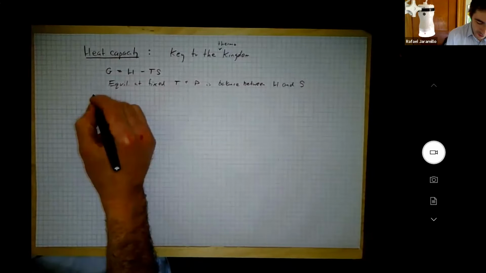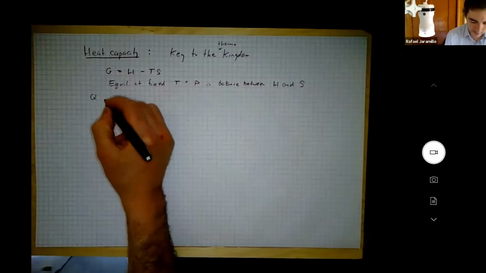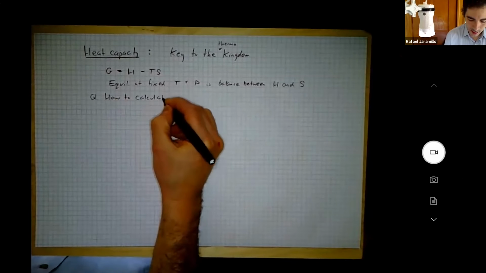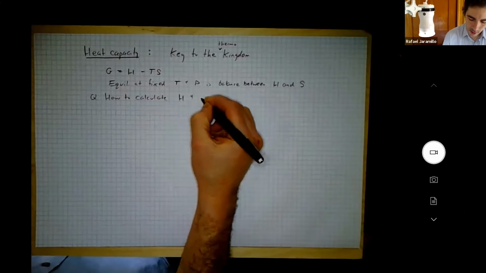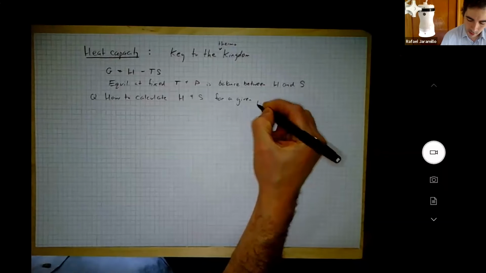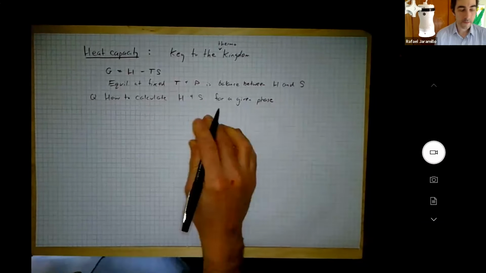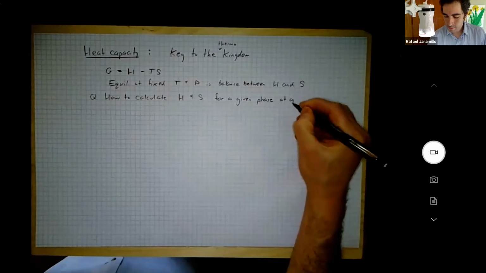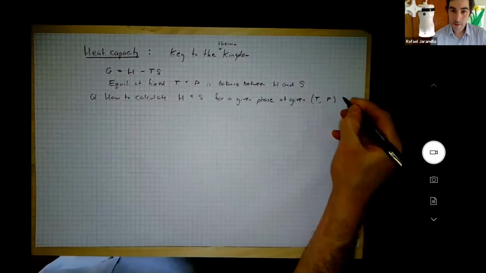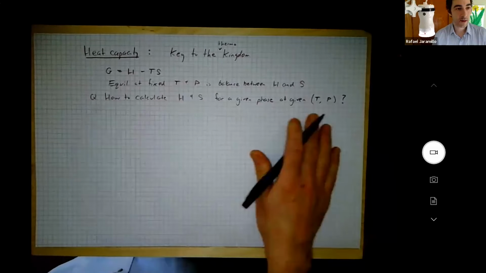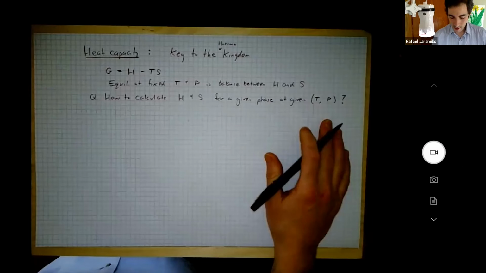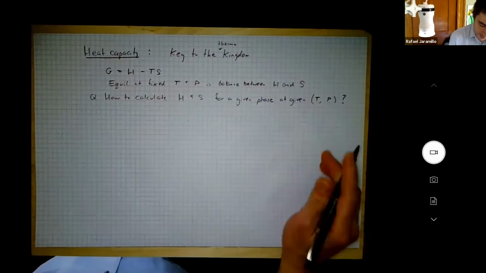All right, so if you're going to balance two things, if they're really important, how do we calculate them? How to calculate H and S for a given phase at a given temperature and pressure. Right, doing this sort of calculation is going to be a lot of what we're doing going forward in 3.020. So let's step through that. Let's start by calculating H.